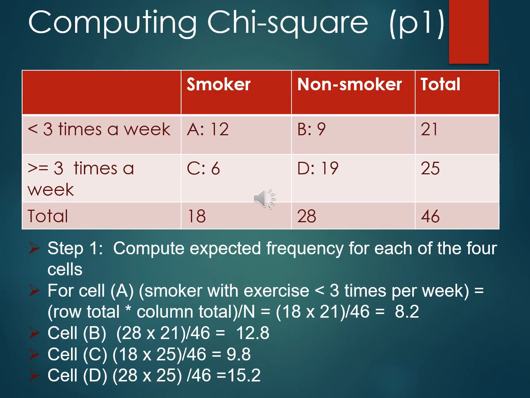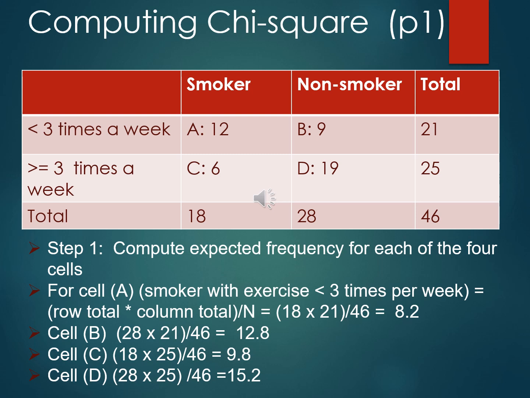The first step in computing a two-way chi-square is to compute expected frequency. Rather than me explaining this, you should look at the example and the description written here. But the key idea is you have to compute the expected frequency for these four cells: smoker exercising fewer than 3 times a week, smoker exercising at least 3 times a week, non-smoker exercising fewer than 3 times a week, and non-smoker exercising more than 3 times a week.